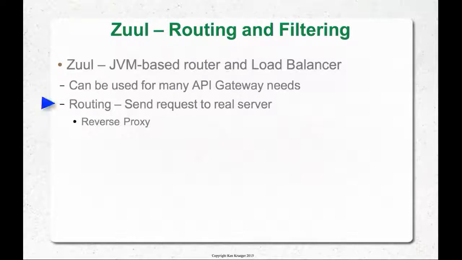Now, when we say routing, this simply means that the client can make a request that goes to the API gateway, and the gateway will immediately send that request to the real server that's responsible for it. This is also known as a reverse proxy, as we are proxying calls to the various back-end services.